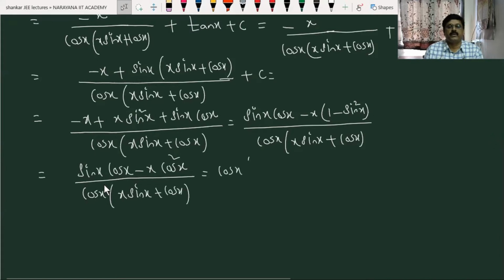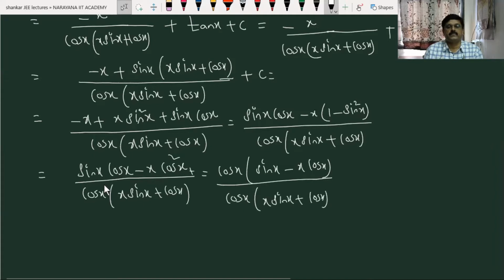Now, if you take cos x common, you will be left with (sin x minus x cos x) upon cos x of (x sin x plus cos x) plus c. So don't forget plus c, students.